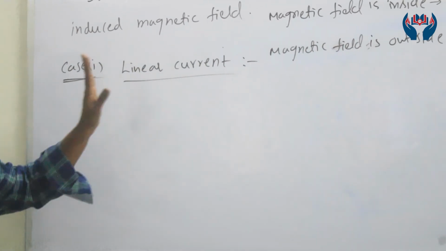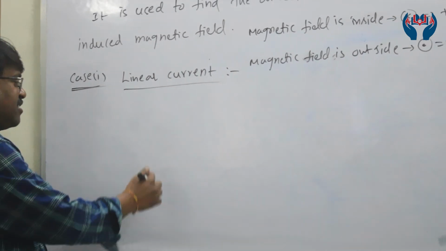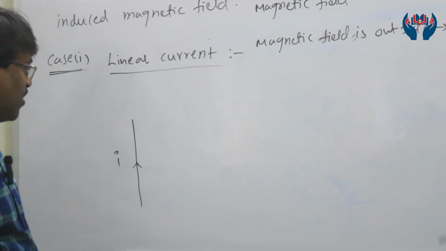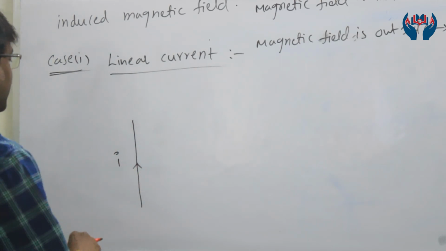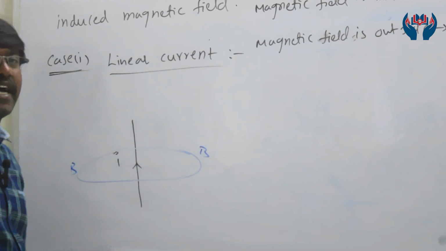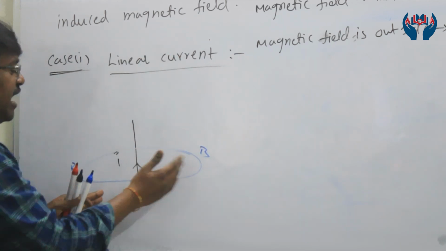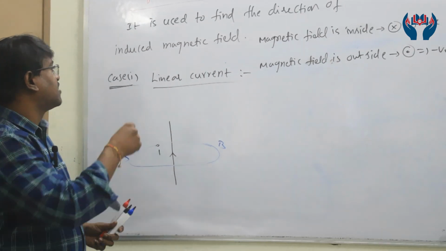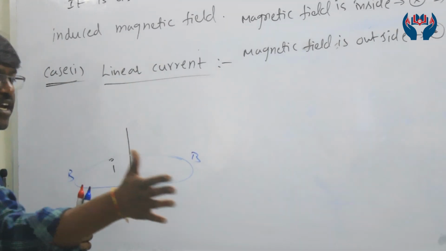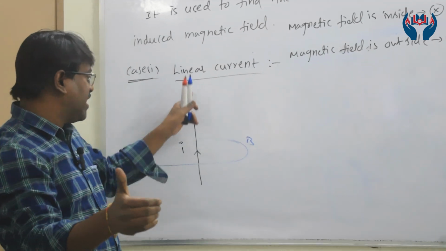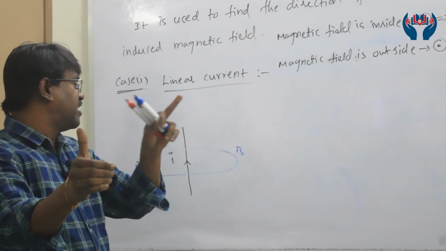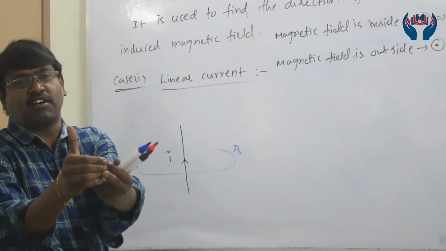Now, the first case: currents are linear currents. In this linear current case, we consider one current-carrying conductor carrying a current I. Any current-carrying conductor induces a magnetic field around it. What is the direction of the magnetic field in this plane and in this plane? By using the right-hand thumb rule, we can measure the direction. Arrange the thumb along the direction of current, then the curled fingers give the direction of the magnetic field.